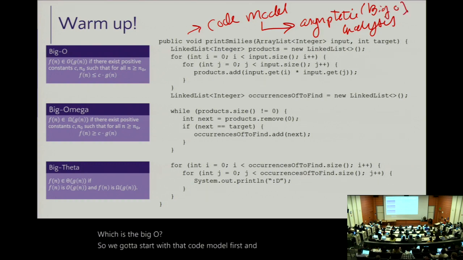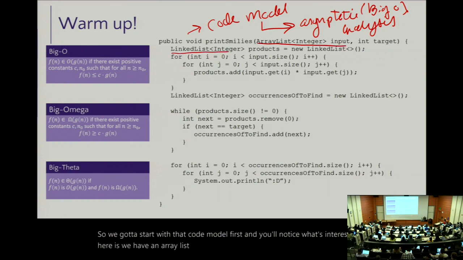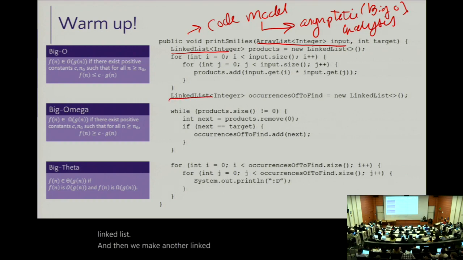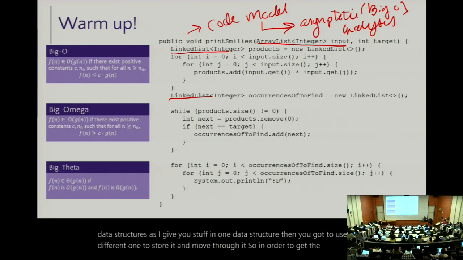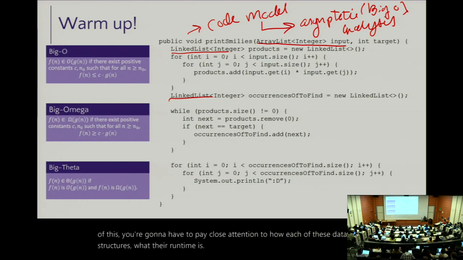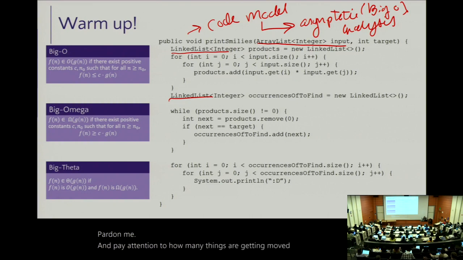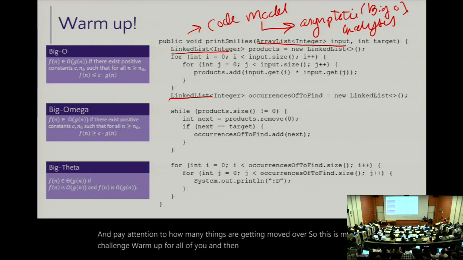What's interesting here is we have an array list as an input, and then we start to put things into a linked list, and then we make another linked list. This is one of my favorite little tricky things when I'm doing exams to try and make you think through the different data structures: I give you stuff in one data structure, then you have to use a different one to store it and move through it. So in order to get the code model of this, you're going to have to pay close attention to what the runtime of each of these data structures is, and pay attention to how many things are getting moved over. So this is my challenge warm-up for all of you, and then we'll discuss it on Ed a little later.